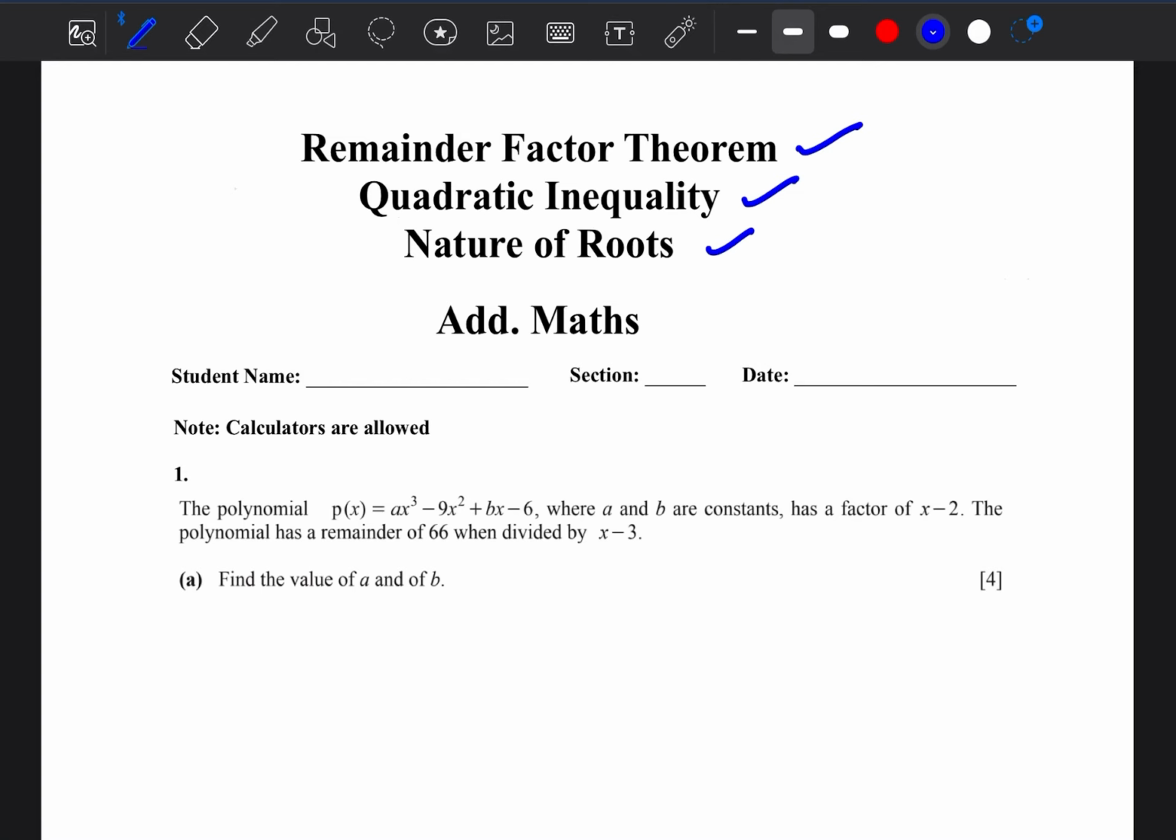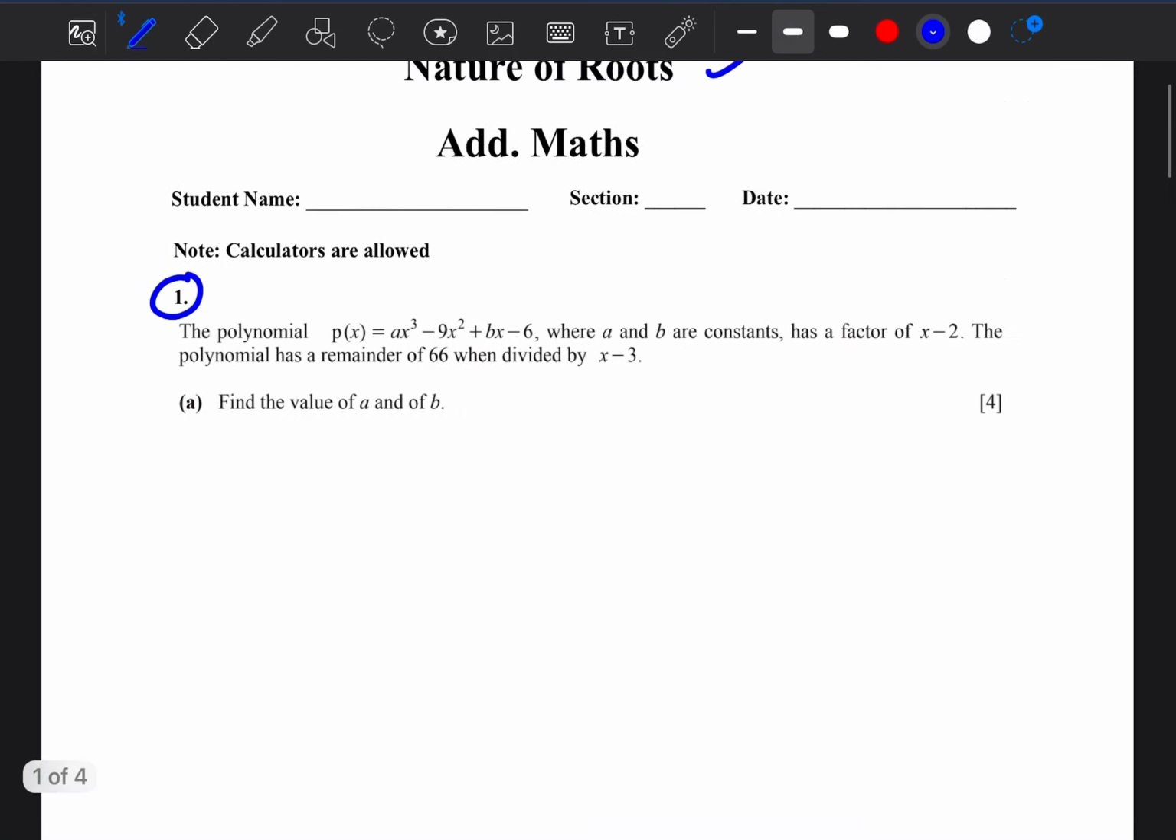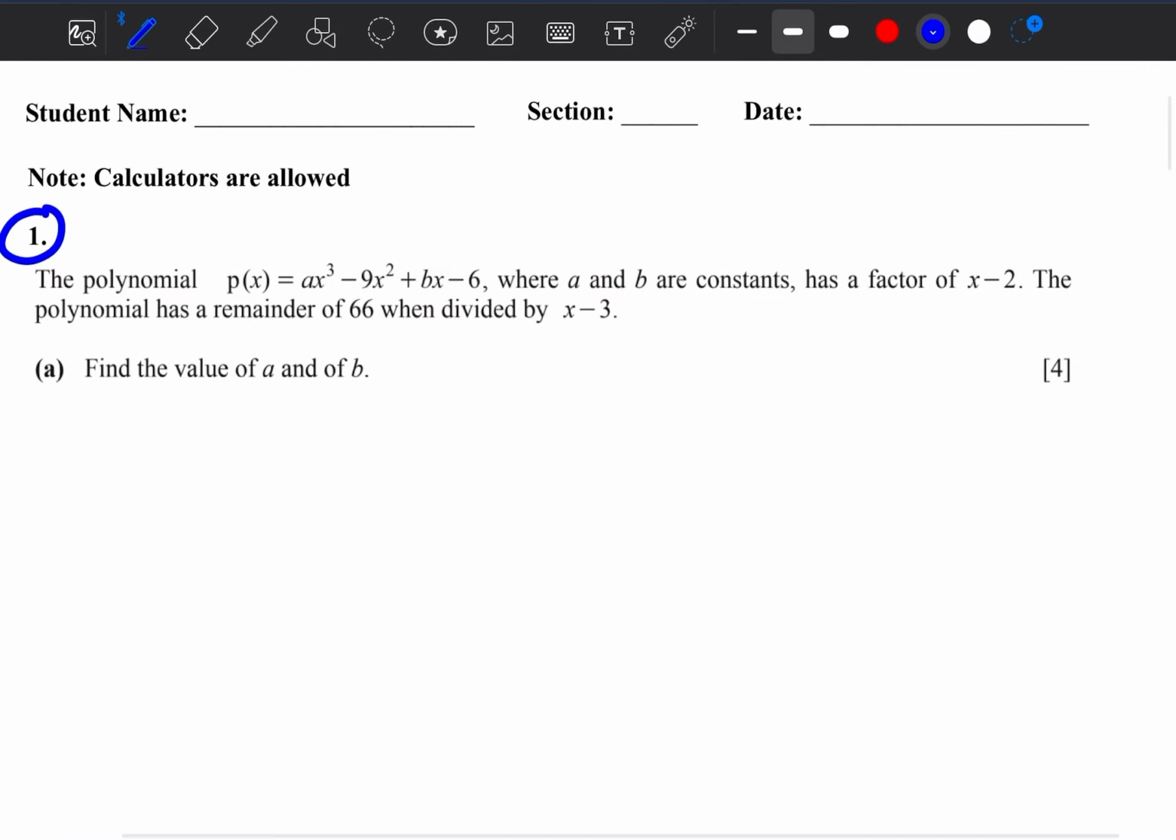So the very first question says the polynomial is ax cubed minus 9x squared plus bx minus 6, where a and b are constants, has a factor of x minus 2. This is the important point. The polynomial has a remainder of 66 when divided by x minus 3. Find the value of a and the value of b.